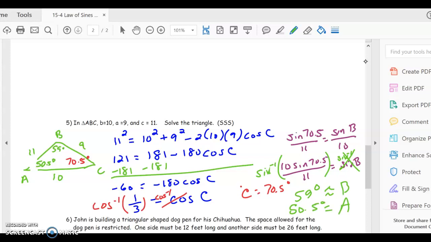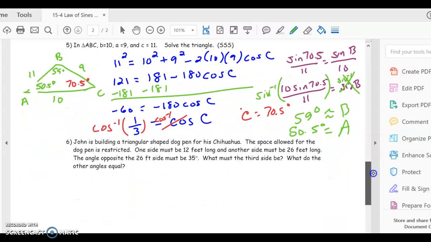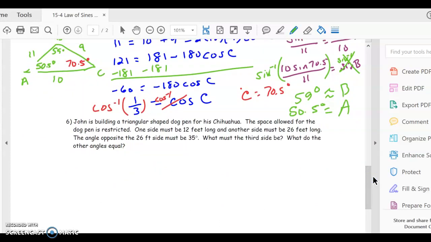All right, we have one last problem to do. John is building a triangular-shaped dog pen for his Chihuahua. The space allowed for a dog pen is restricted. One side must be 12 feet long, and another side must be 26 feet long. The angle opposite the 26 feet side must be 35 degrees. So if you draw this picture, we have 12 feet. We have 26 feet. And it says the angle opposite must be 35 degrees. So what must be the third side, and what are the other angles equal to?